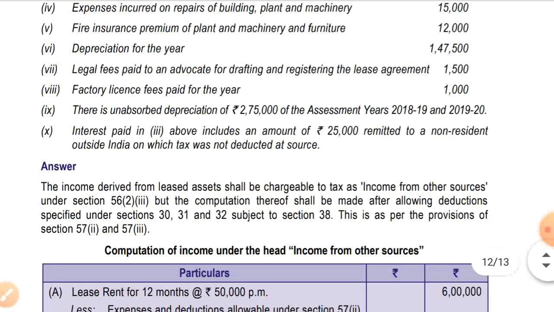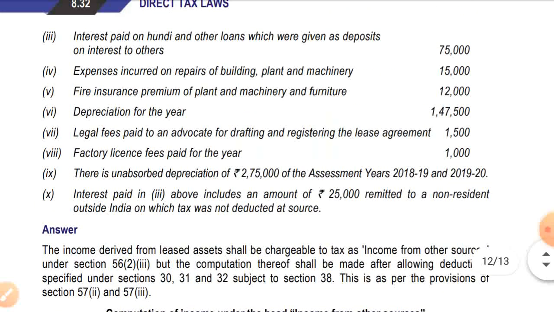Point number 10 is the interest paid in point number 3, that is interest paid on hundi, that one 75,000. The above includes an amount of rupees 25,000 remitted to a non-resident outside India on which tax was not deducted at source. So in this, as tax has not been deducted at source, the entire amount will not be allowed as an expense while calculating the income. So the amount of 25,000 as an expense will be disallowed.